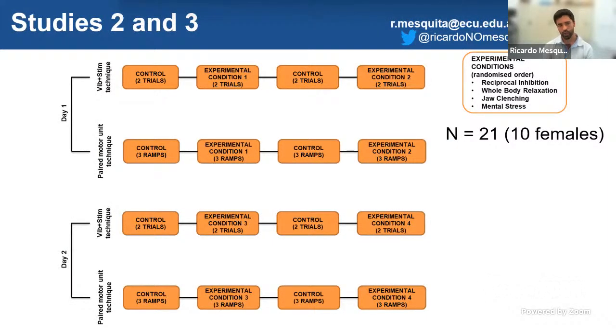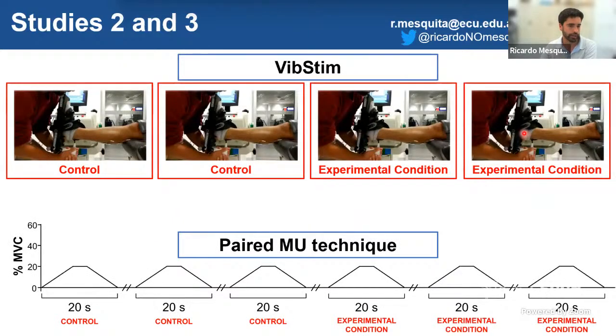So the studies 2 and 3 actually form part of the same large study. And given the extent of the procedures and the results, we thought we would divide it into 2 studies to be more digestible by the scientific community. We had 4 conditions that were performed in a randomized order over 2 experimental days. So the participants came in and did first the VibStim technique with 2 conditions, and then the other technique with the other 2 conditions. And also the control trials in these studies were always performed before the experimental trials. So here we have the VibStim and here the voluntary one, the paired motor unit technique.